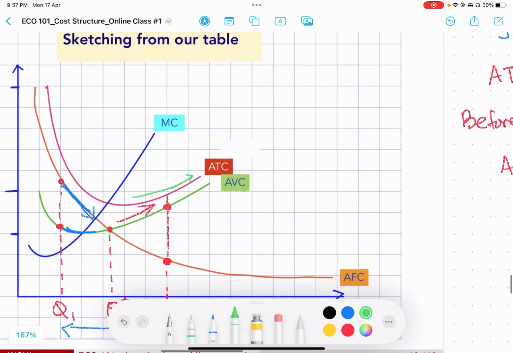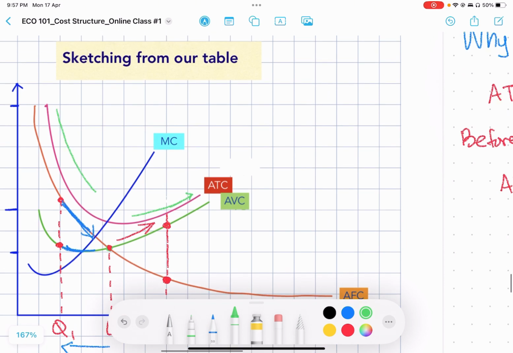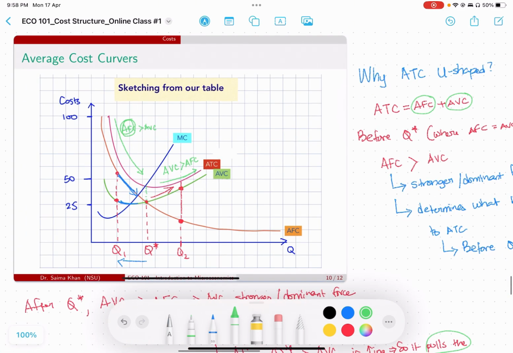All right. So what we're seeing is that when it is falling, it is because average fixed cost is greater than average variable cost, and this fixed cost is driving what is happening with the ATC. But after this particular point, average variable cost is bigger than the average fixed cost, and because average variable cost is increasing, it also pulls the average total cost up. All right, that's the main reason why the average total cost is U-shaped.